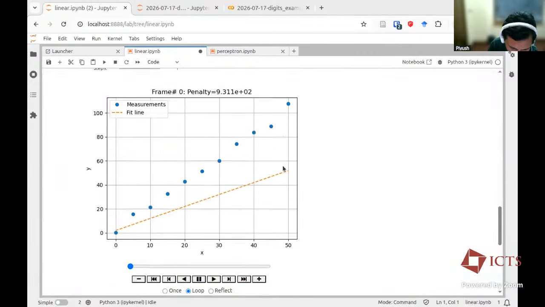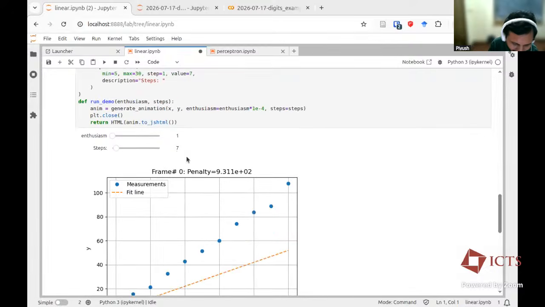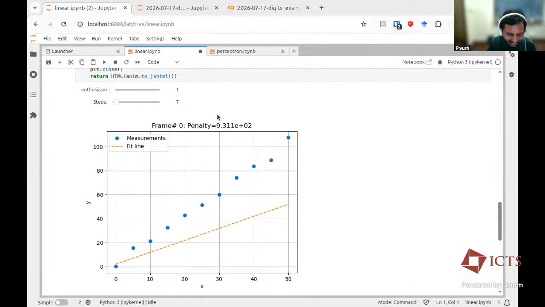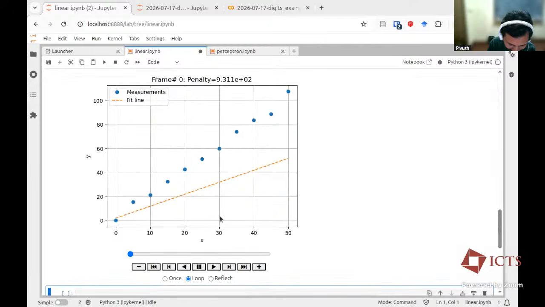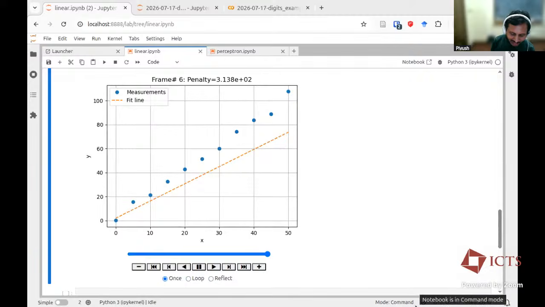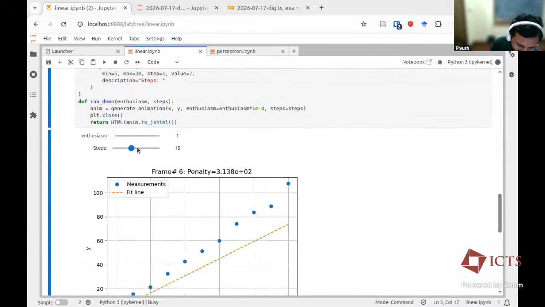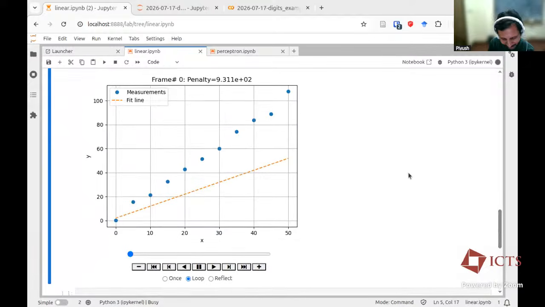So here is this thing. So the enthusiasm is 1 and the number of steps is 7. So let's see what happens when you do this. So slowly the line seems to be moving, but in step 7, so this is looping, so you can't see it. But after 7 steps, it's still not the best, right? Okay, but it seems to be going in a good direction. So maybe let's say we let the machine go for longer, and let's see what happens then.